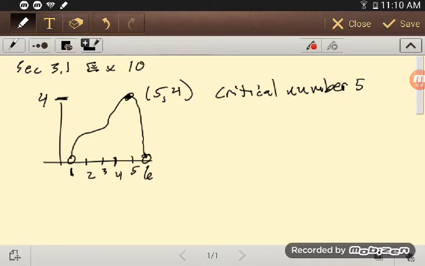Now the question is, what's happening kind of over here? I drew it as not any sort of relative extrema or anything like that. I could be wrong.